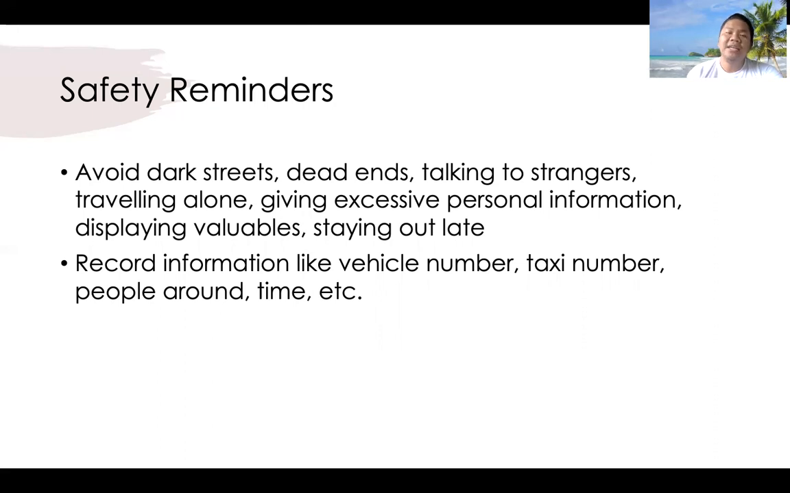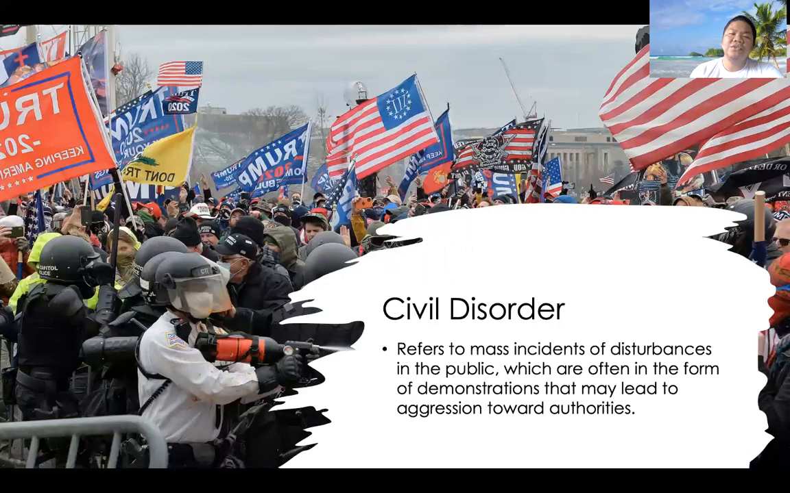Go home early. And when you are riding a public vehicle, make sure that you record all the information like the vehicle number and the plate number, and then you text that to your parent or to family. And you try to be observant and cognizant of the happenings around, the people around who were there. If you can take pictures or videos, that's better. And be mindful of the time, like what time did you go out, what time did you come home, or what time did you leave from your office, etc. So those are our safety reminders.